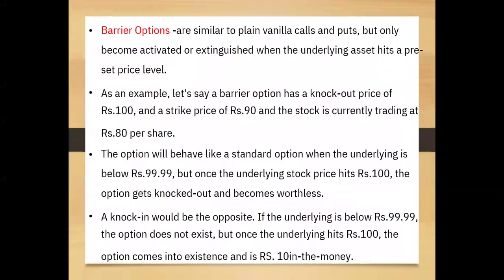And barrier options are similar to plain vanilla calls and puts, but only become activated or extinguished when the underlying asset hits a preset price level. The best example of a barrier option is, let's say a barrier option has a knockout price of 100 rupees, the strike price is 90, and the stock is currently trading at 80. The option will behave like a standard option when the underlying is below 99, but once the underlying stock price hits 100, the option gets knocked out and becomes worthless. A knock-in would be the opposite. If the underlying is below 99, the option does not exist. These are the different types of options.